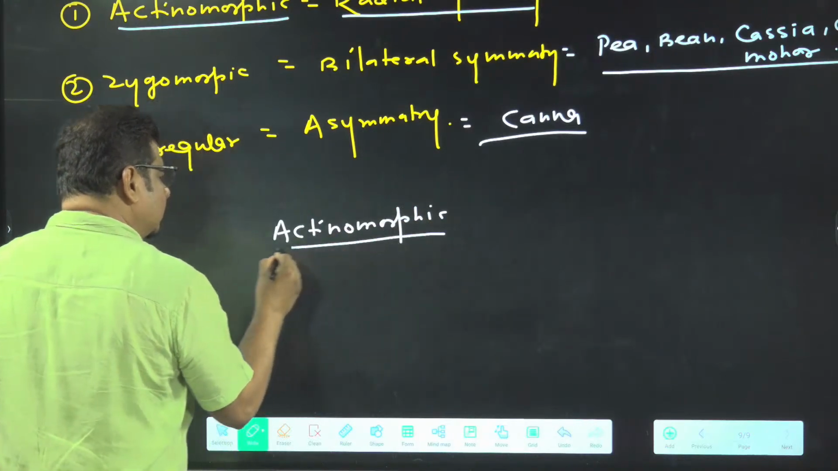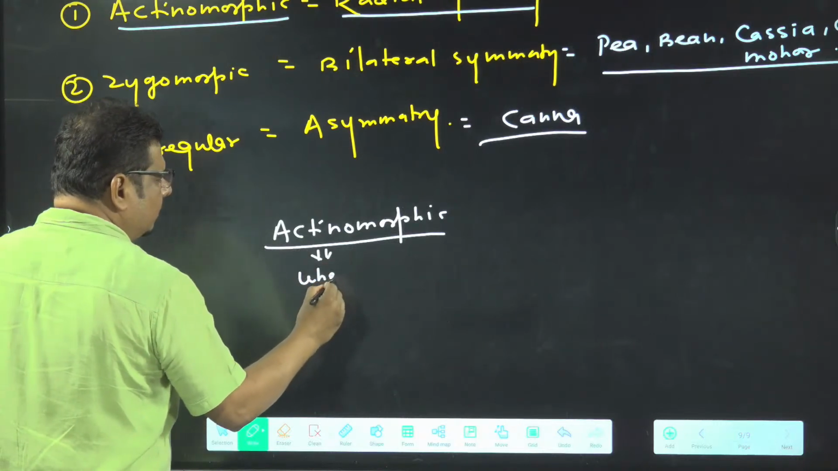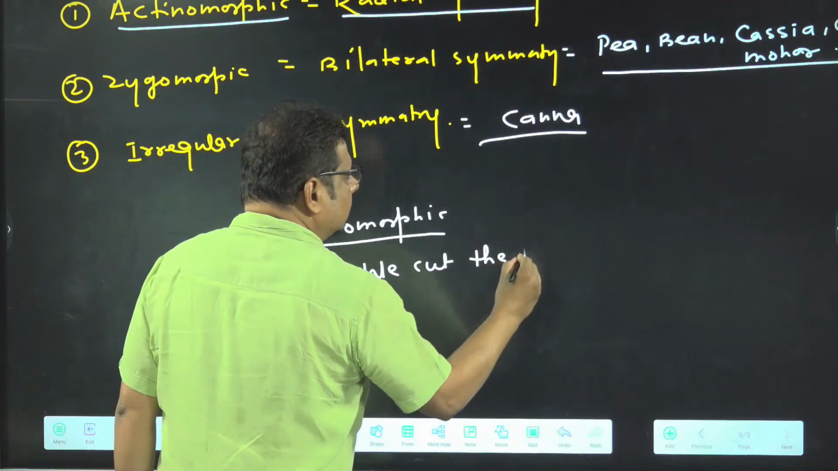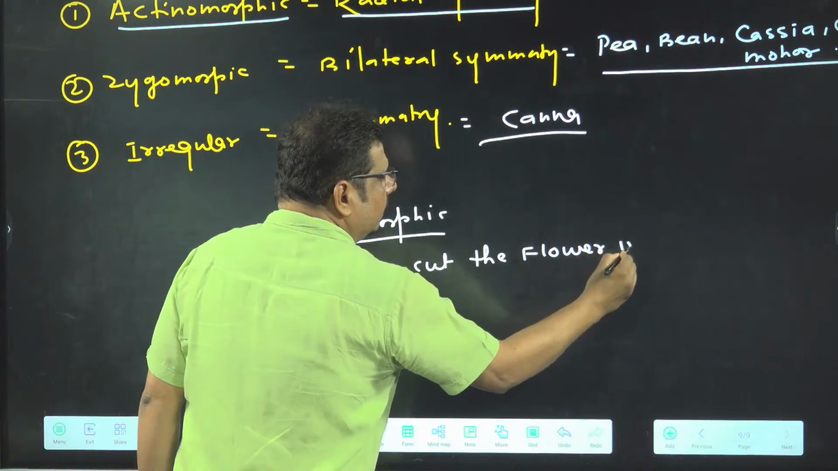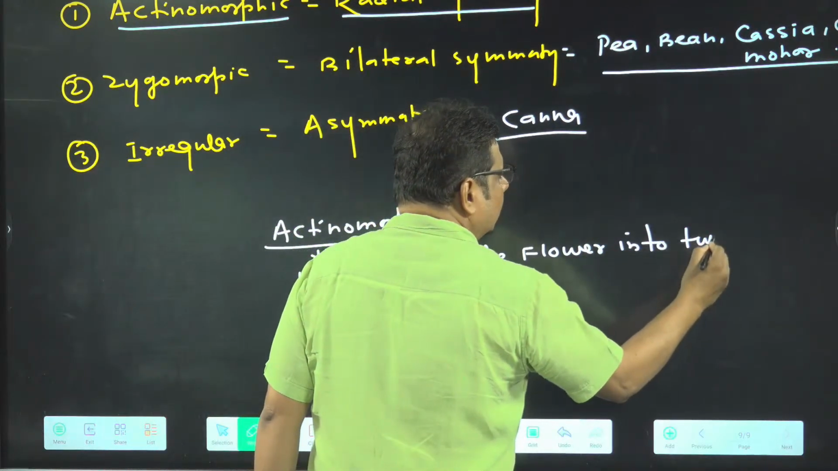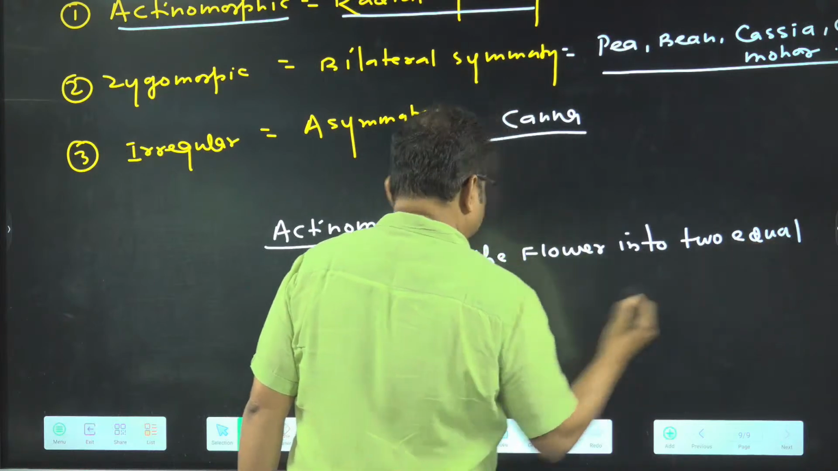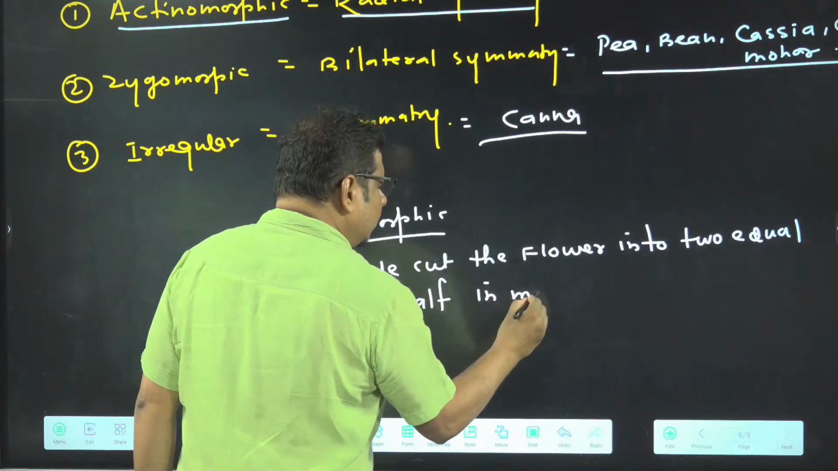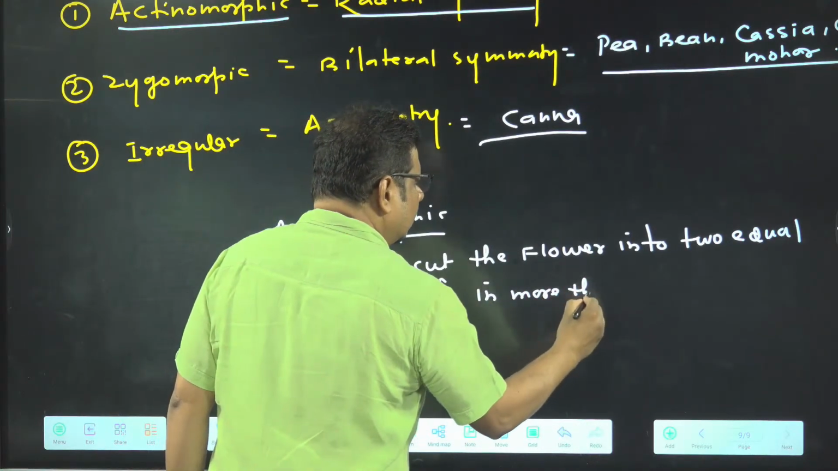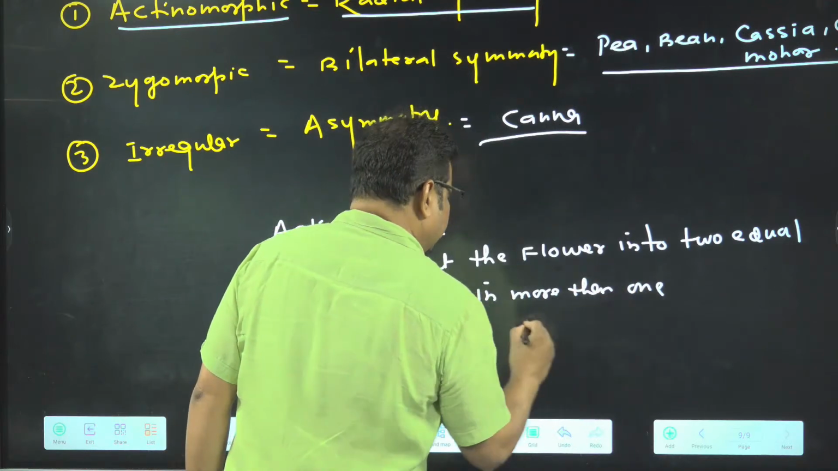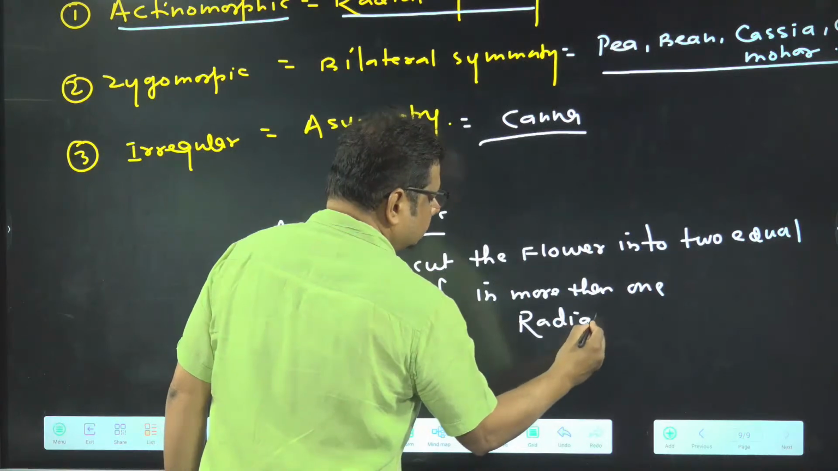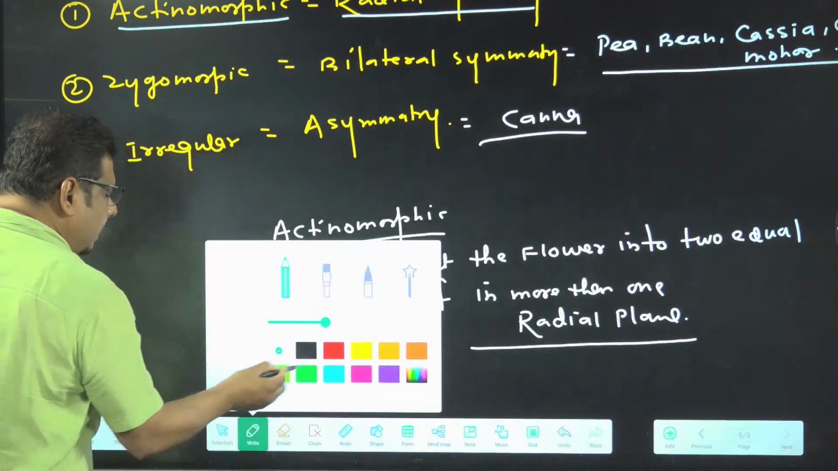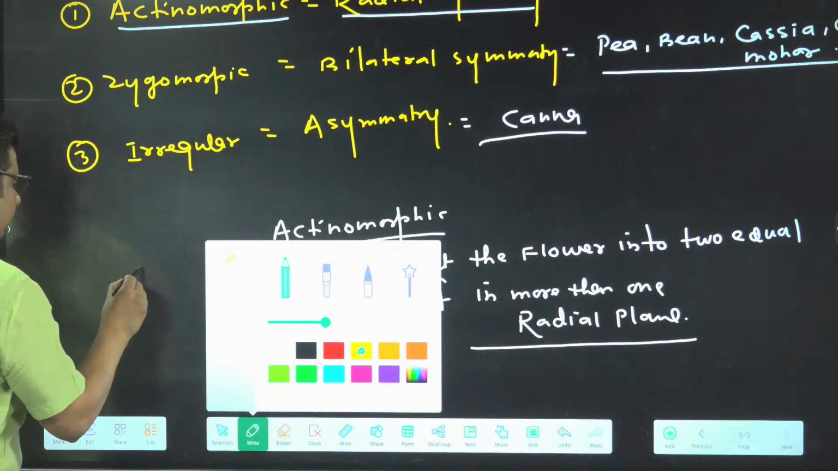What is the definition of the actinomorphic flower? When we cut the flower into two equal halves in more than one radial plane, it is called actinomorphic flower. Now look at the diagram of the actinomorphic flower. I am drawing here.